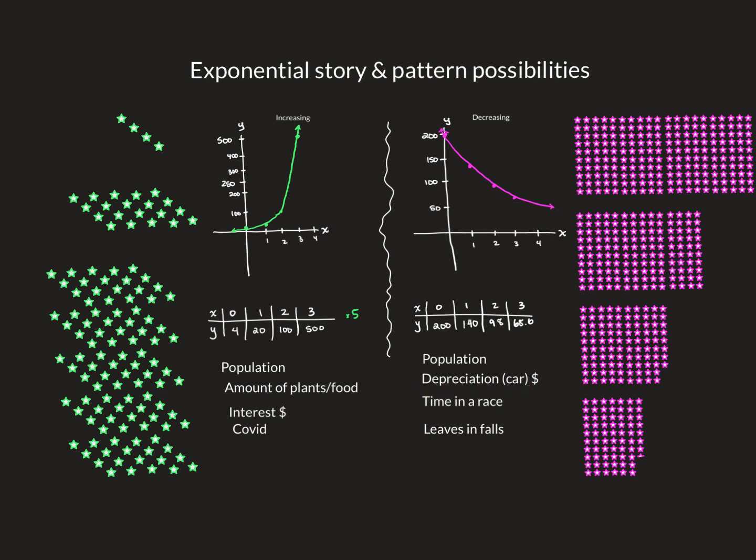Depreciation in the amount of a car. We did this example in class where you had a car that was like $30,000 and then it was worth $24,000, et cetera, and like it's decreasing like this. Time in a race, chances are you're not going to get down to 0 in a race, but first you might lose a lot of time and then a little bit less and a little bit less, and your time is getting better. Leaves in, not fall, but like the fall. So like a tree starts out with all of its leaves and then it loses a bunch of them and then it has fewer and fewer and fewer, etc. So those are all examples.